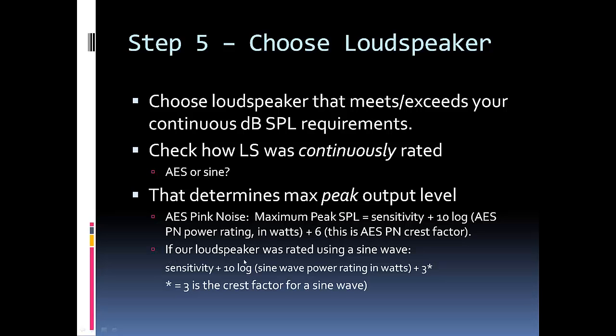Now if our loudspeaker was rated using a sine wave, it's going to be the sensitivity of that loudspeaker plus 10 log of the rated power based on a sine wave, which will be in the specification sheet, plus 3, where 3 equals the crest factor for a sine wave. So we have to be sure of how the loudspeaker was rated, so we plug in the right formulas to get the max peak output level. A lot of this information may actually be on the spec sheet, but this is a way you can derive it in case it doesn't, or if it gives you confusing levels, or it was rated some other way. So it's a way of double checking the spec sheets.